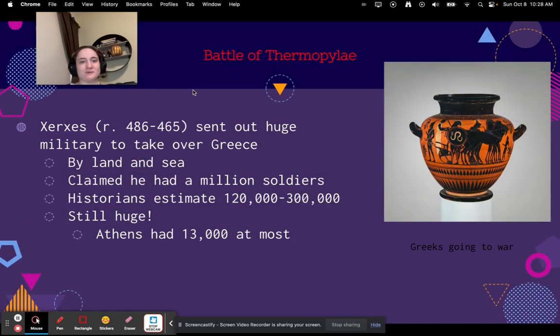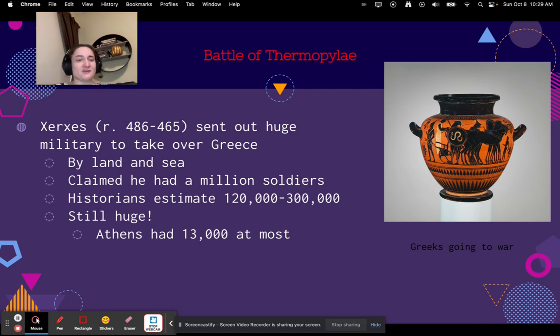So the Battle of Thermopylae. Xerxes, who reigned from 486 to 465, sent out a huge military to take over Greece, right? He wants revenge because his dad lost. This military campaign is by both land and sea. He claimed he had millions and millions of soldiers, but historians estimate anywhere between 120,000 to 300,000 soldiers, which is still really huge if you think about it.